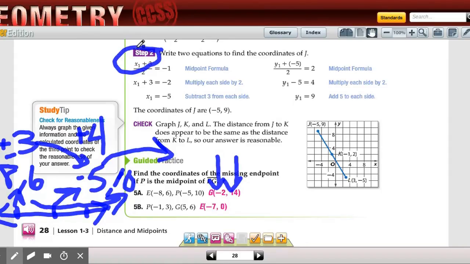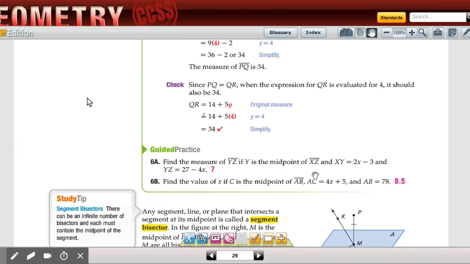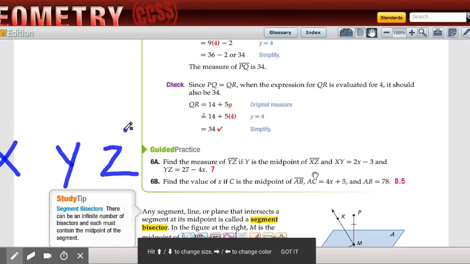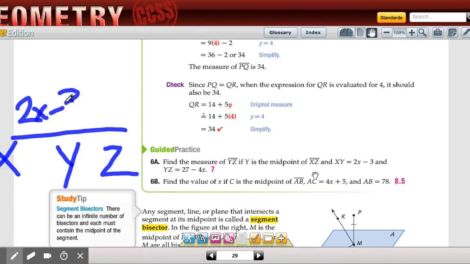This step 2 shows you how they do it, but I think there's an easier way. So there you go. I think if you write it down, draw it out, it should be pretty easy to do. Part 17. So I have this x, y, z thing, and x, y, that's the 2x minus 3, and 27 minus 4x. And so then those have to equal each other because of the midpoint thing. So then you just figure it out from there.